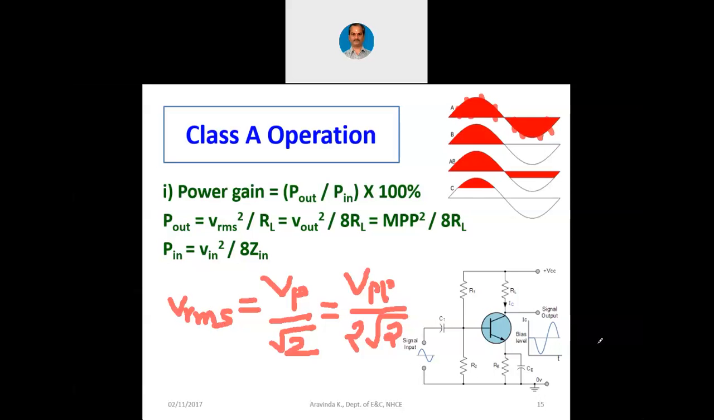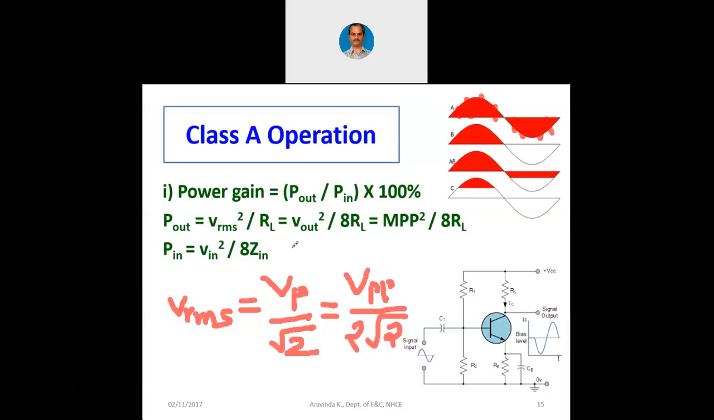So output power is VRMS squared divided by RL, but VRMS is VP by root 2, which is equivalent to VPP by 2 root 2. Now when you square it, VPP by 2 root 2 whole squared is what? VPP is in this case what? V out itself. So V out squared, and 2 root 2 squared becomes 8. Root 2 squared is 2 and 2 squared is 4, 4 into 2, 8. That way VRMS squared divided by RL is V out squared divided by 8 RL. That is nothing but the maximum peak to peak voltage at the output squared divided by 8 RL.